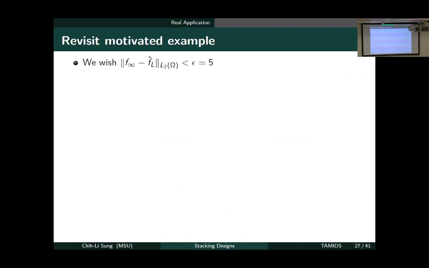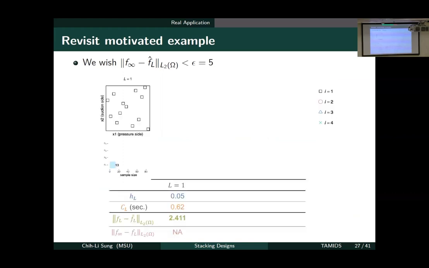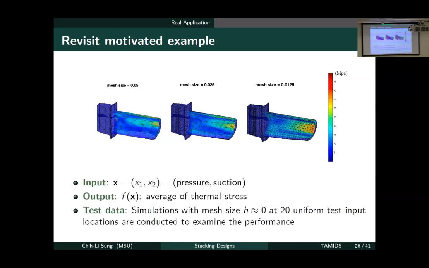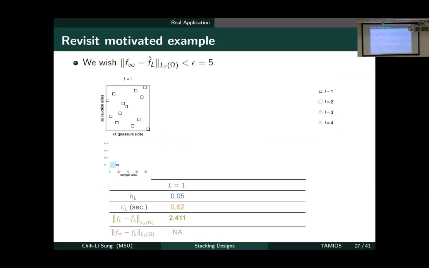So say I wish to make this L2 error smaller than 5. Again, you have to specify your desired accuracy. So we start with this lowest fidelity with this mesh size, 0.05, which is exactly this. Right, it's very low fidelity, large mesh size. The course is pretty quick, right? So we need to make this emulation error smaller than 2.5, right? We need 13 samples of this lowest fidelity simulations.